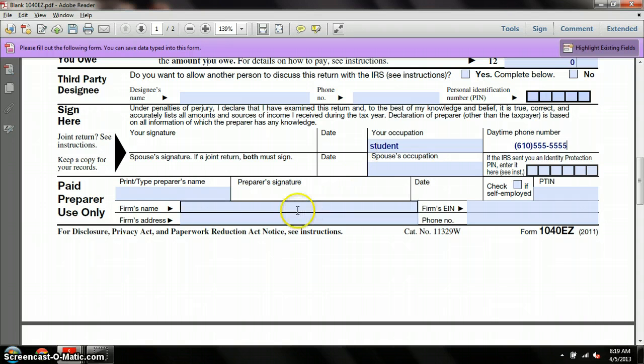The last section here would be paid preparers use only. This would be if you're paying somebody, an accountant, a tax preparer, some type of person, maybe an organization to fill out your tax return for you. They will fill it out for you, and they have to put all of their information in here and sign it and date it.